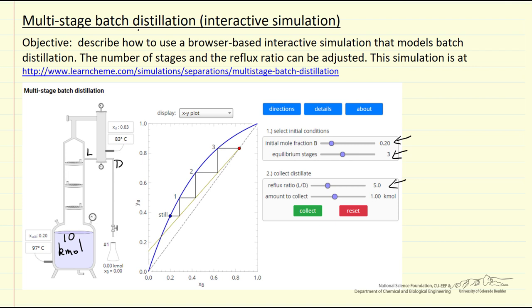Now we're assuming that each of the stages is at vapor-liquid equilibrium. This may not be the case for a real system, but to first understand this idea of batch distillation, we're going to assume that. The simulation also assumes that the still has been running with the valve closed. We're not collecting anything. Instead, we're running at total reflux until we get to a steady state. Then when we hit the collect button, we'll collect the amount that we set in this slider.